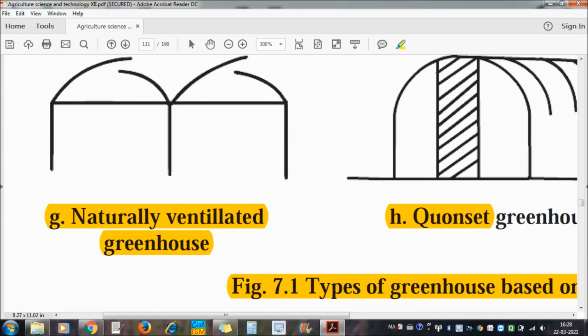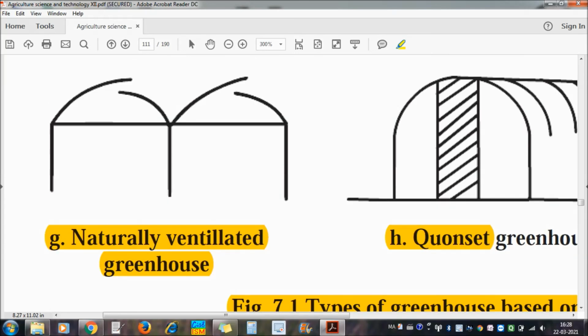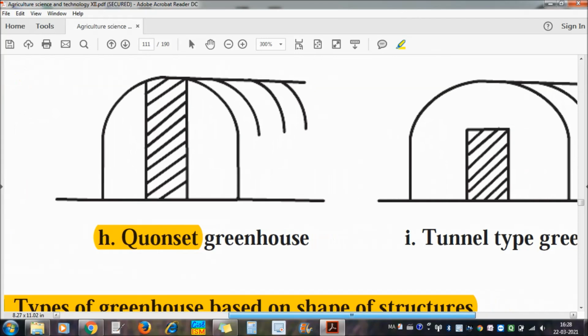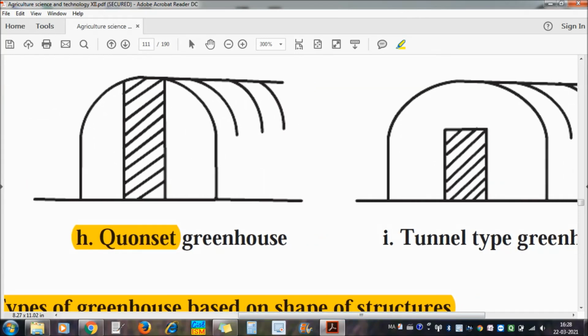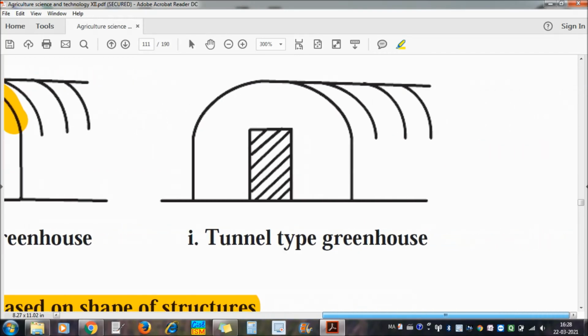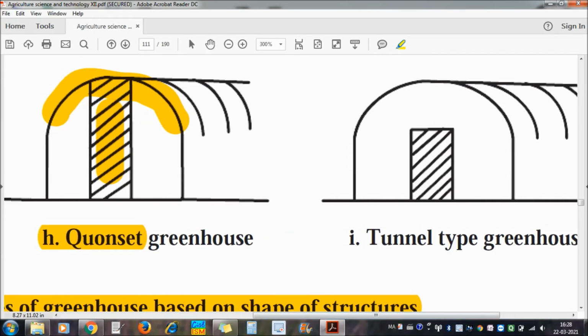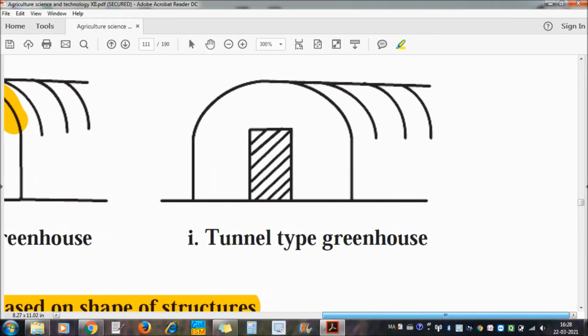Now the naturally ventilated greenhouse. Have a look here. There is a ventilation. So this is the direction in which air comes in. So this is a naturally ventilated greenhouse. Now this is a Quonset greenhouse. Here in this case, this is also an arc or a span. This is a door, and this is a door to enter, and this kind is also useful. Usually, this kind of greenhouse is erected in our area also.